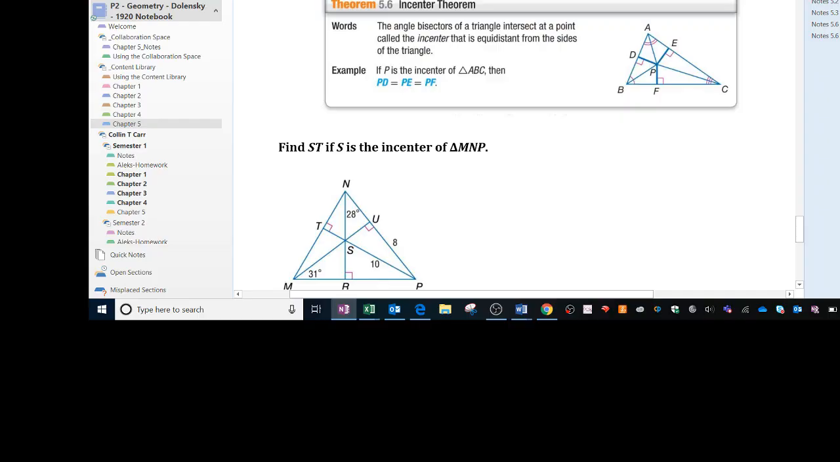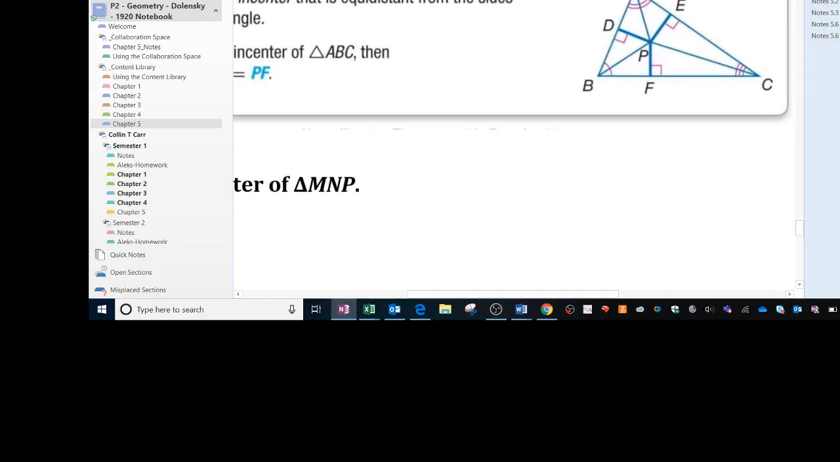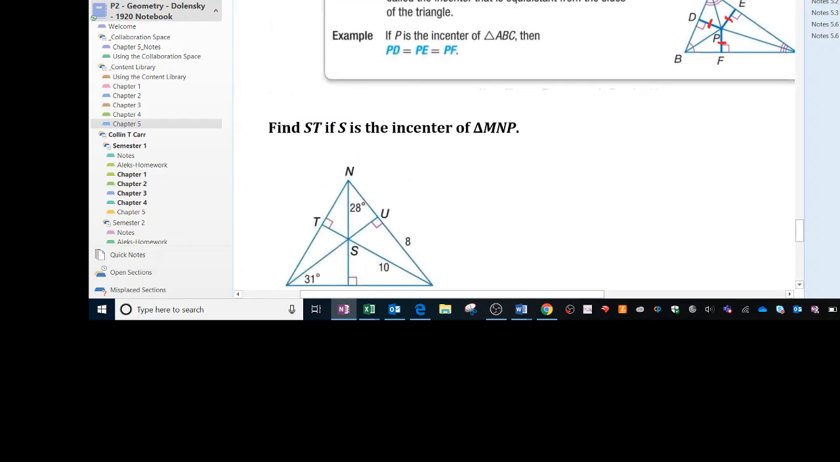is going to be equidistant from the sides. So in other words, this and this and this are congruent if you do the angle bisectors of all three vertices. And again, if I put a compass right in that middle and drew it around the edges, it would touch all three sides. So inside. All right.